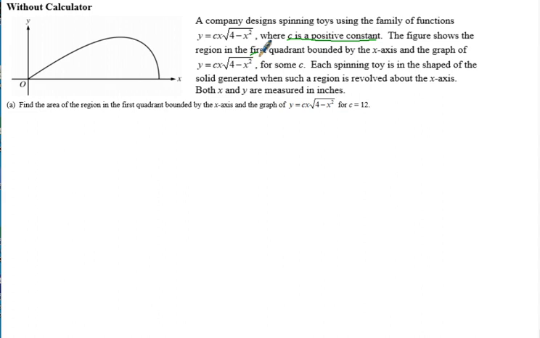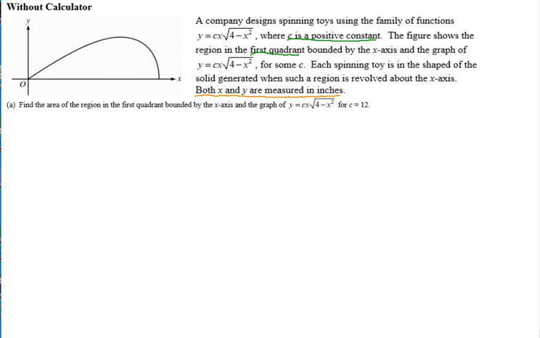And the figure shows the region in the first quadrant, so we're just focusing on just the first quadrant. Bounded by the x-axis, we can see right here, and the graph, they give you the general shape of the graph for some c. So notice they don't label it here and here on the x and y axis because it could depend on what c is. Each spinning toy is in the shape of a solid generated when such a region is revolved around the x-axis, and both x and y are measured in inches.